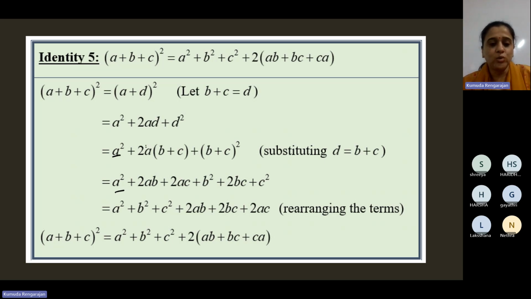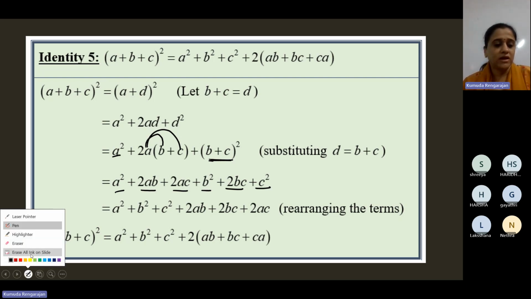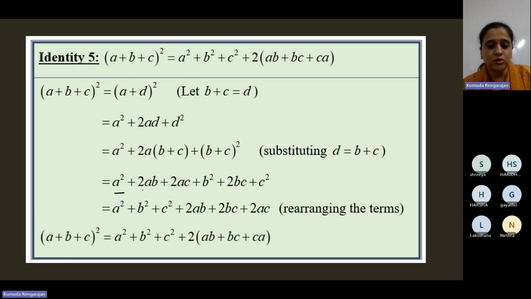Now how do you multiply? 2a into b, 2ab. 2a into c, 2ac. And what is b plus c the whole square? b square plus c square plus 2bc. Okay. Now, how many terms do we have in all? 1, 2, 3, 4, 5, 6 terms we have.